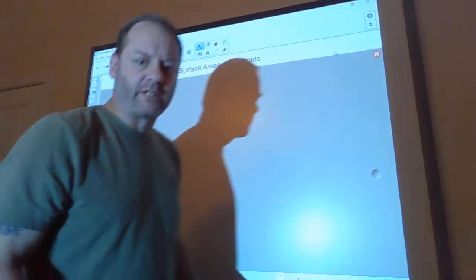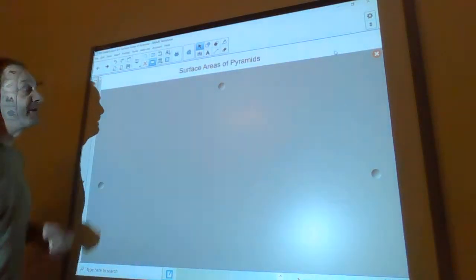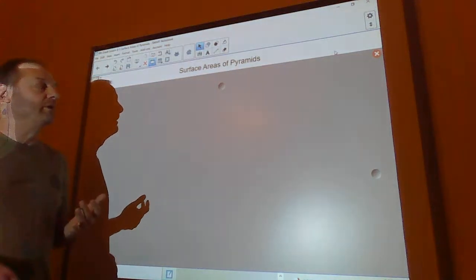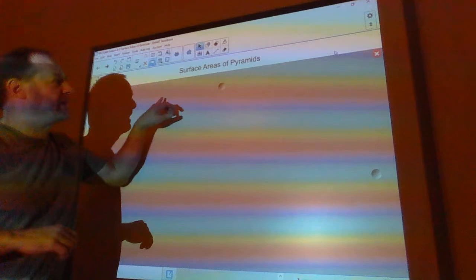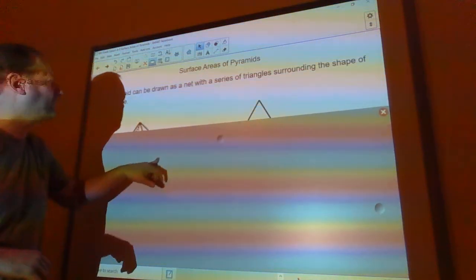Hello everybody, today we're going to talk about surface areas of pyramids. So we did other shapes the other day. Pyramids are pretty much the same. The only difference is you're going to deal with a bunch of triangles.